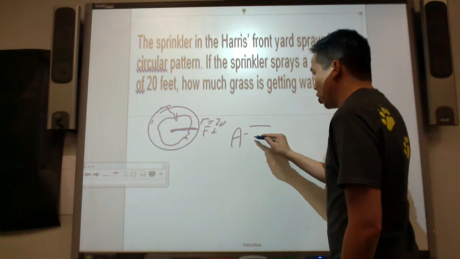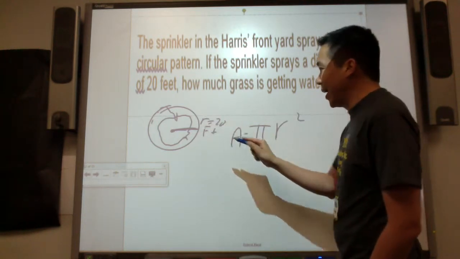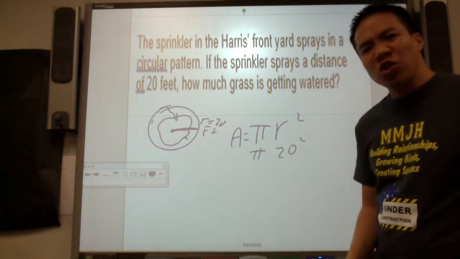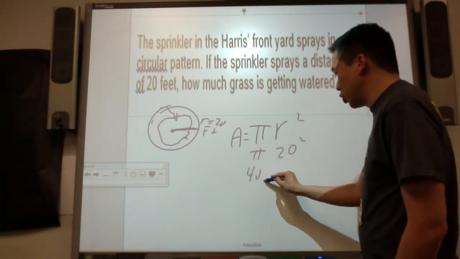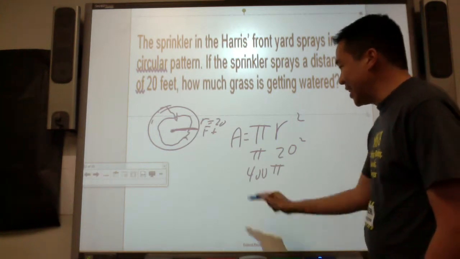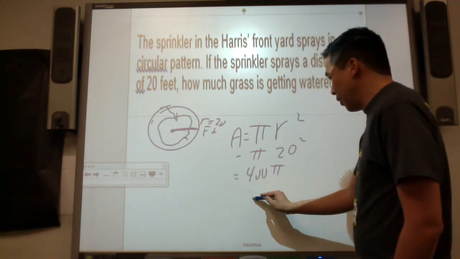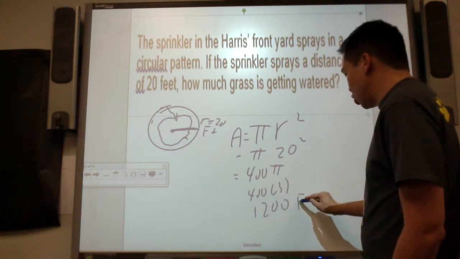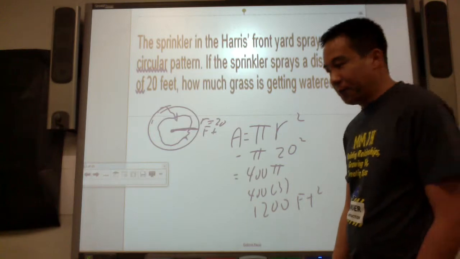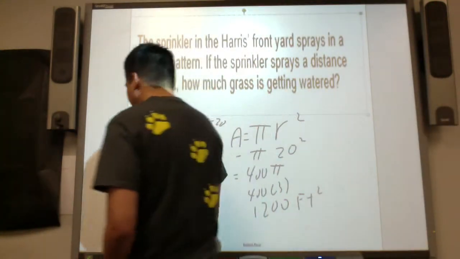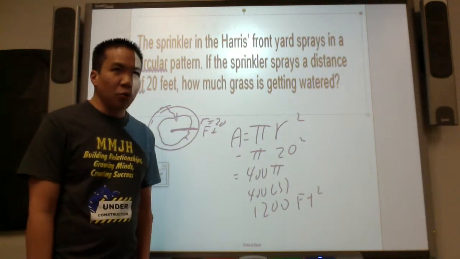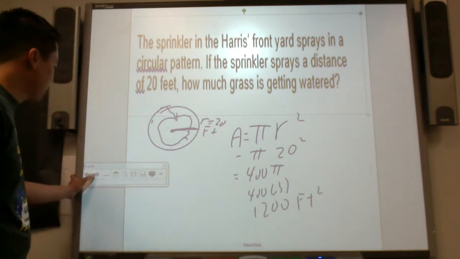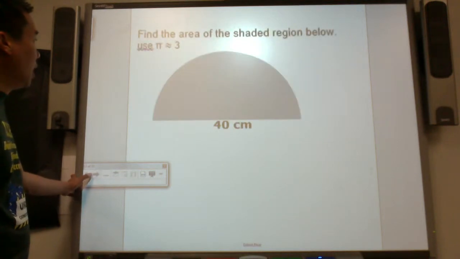Again, what's the area of a circle? Pi r squared. The radius is 20 squared pi. So what is 20 squared? What's 20 times 20? That's 400 pi. If I want to estimate pi as 3, 400 times 3 would be 1,200 square feet of water. That's a lot of water. That's a lot of land. That's almost like the blueprints of one home. Well, kind of. A one-story home, that is. Or two-story.